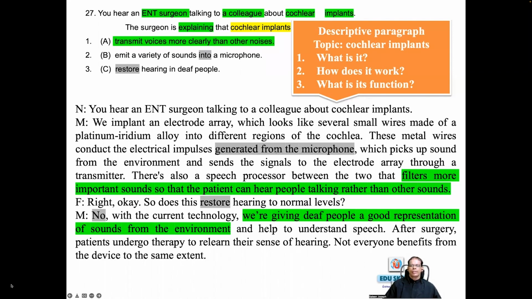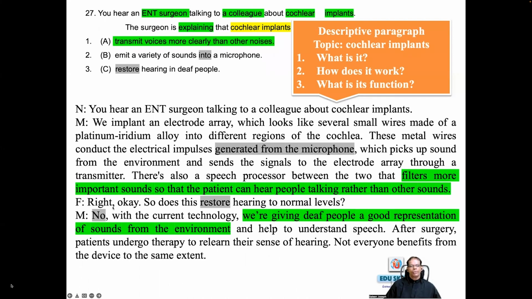So you see, generated from the microphones. Here you see, emit a variety of sounds into a microphone. Generated from microphone is quite opposite to into a microphone. They are just opposites, so that is wrong. And filters more important sounds so that the patient can hear people talking rather than other sounds. You see, voices, noises, sounds, the synonym sounds is being repeated several times in this paragraph.